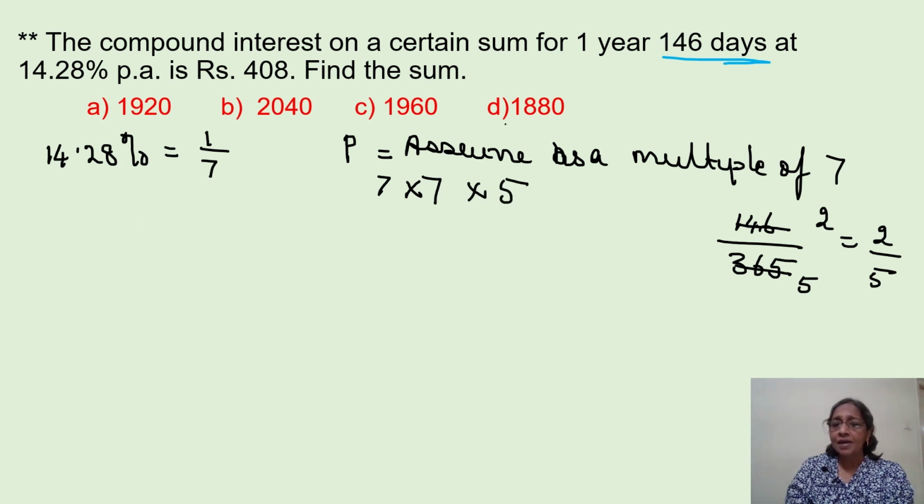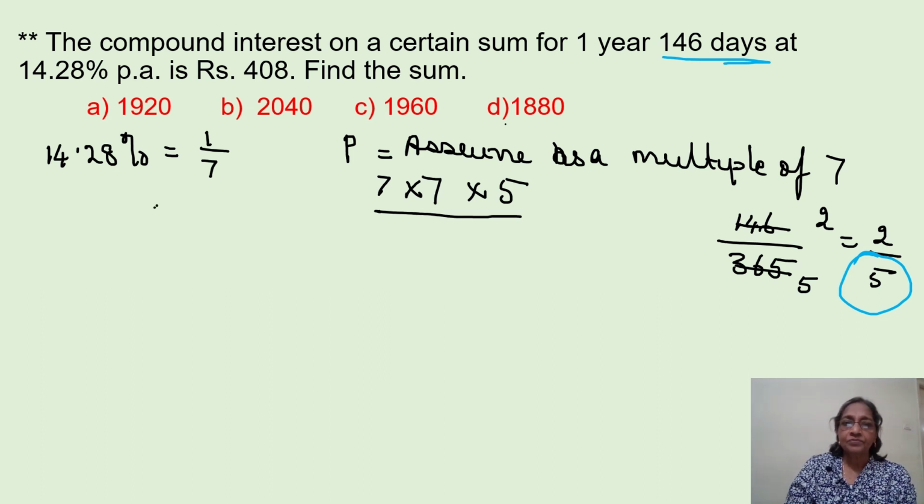So in the principal, I am going to take 5. Why? Because I will be avoiding fractions, I will be avoiding decimals. So this is the principle that I'm going to take. Now let's do it by the tree method. Now this is the principle. So in the first year, I take 1/7 of this.